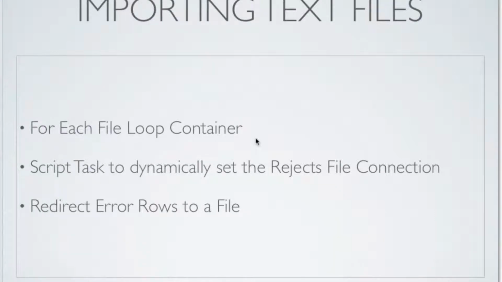In this video, we're going to show you how to redirect error rows from a source file import and direct them into an error rows file. In a previous video, we showed you how to use a for each loop container to look in a folder and process all the files that are in there, and a script task to dynamically set the file connection properties. This video, we're going to show you how to actually do those for the rejects file and write out the bad rows into a rejected file.